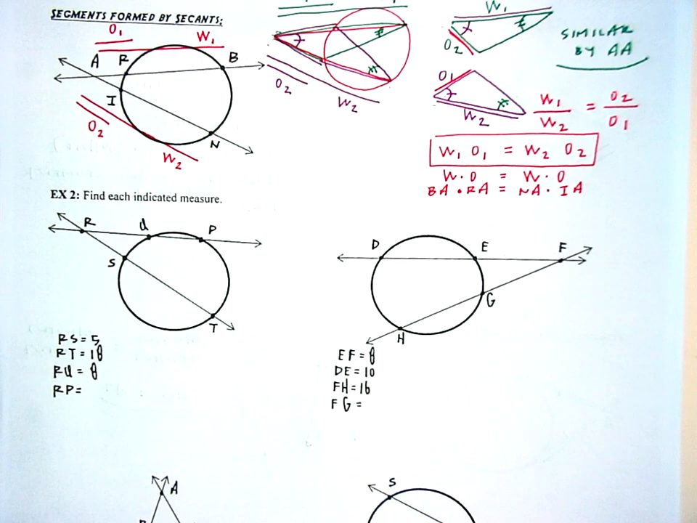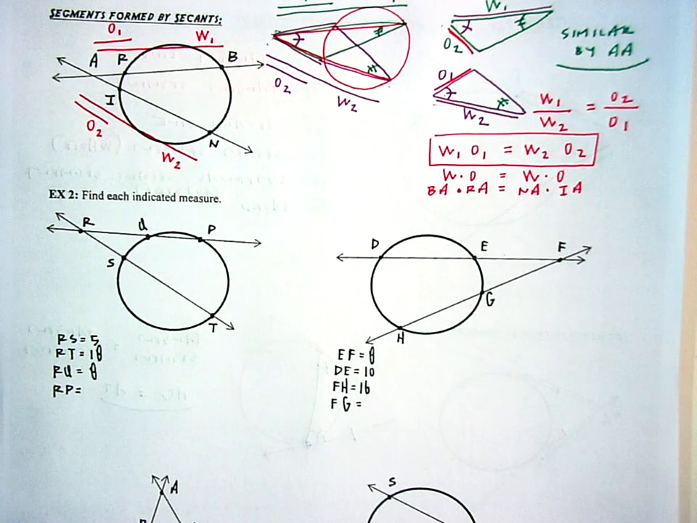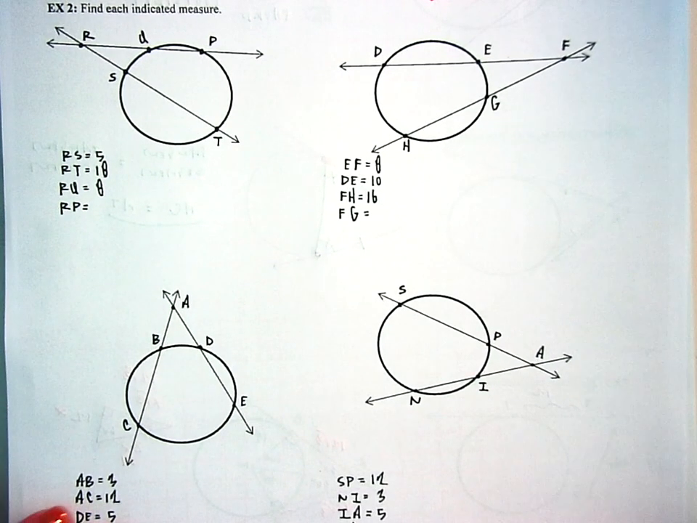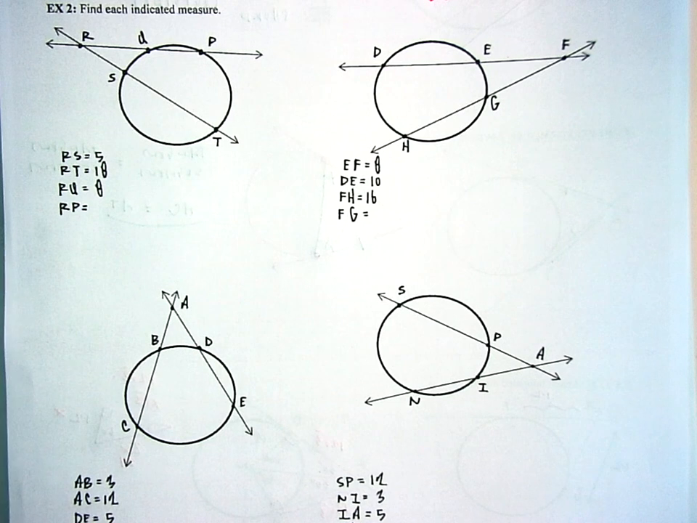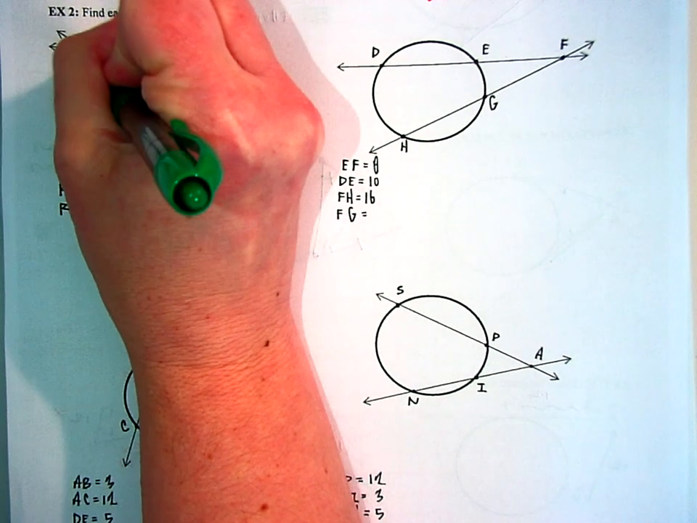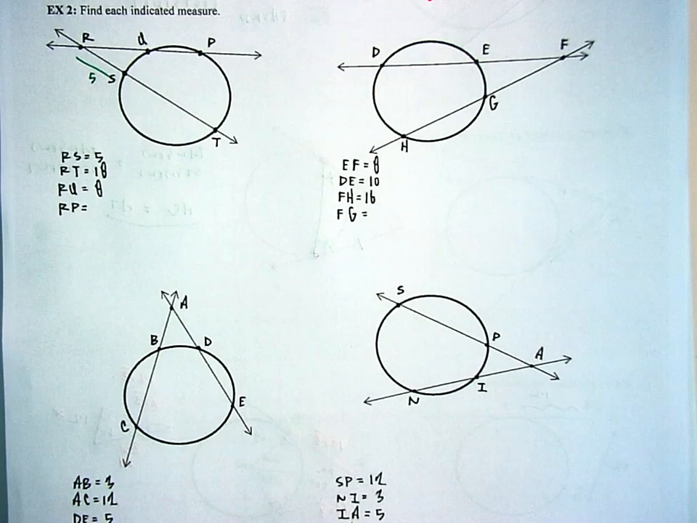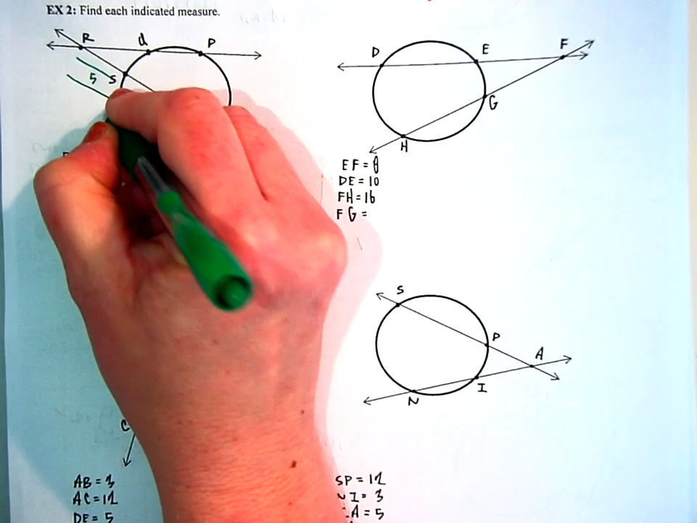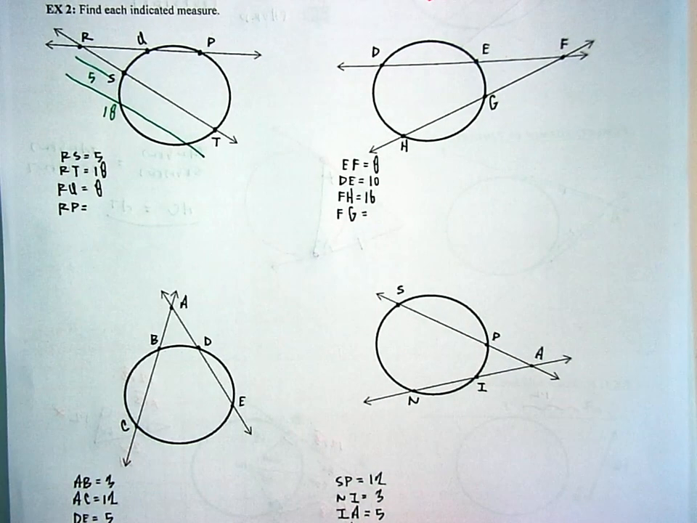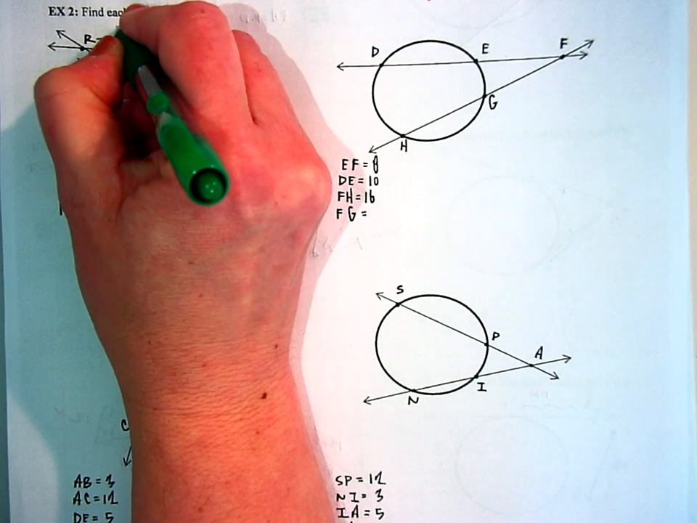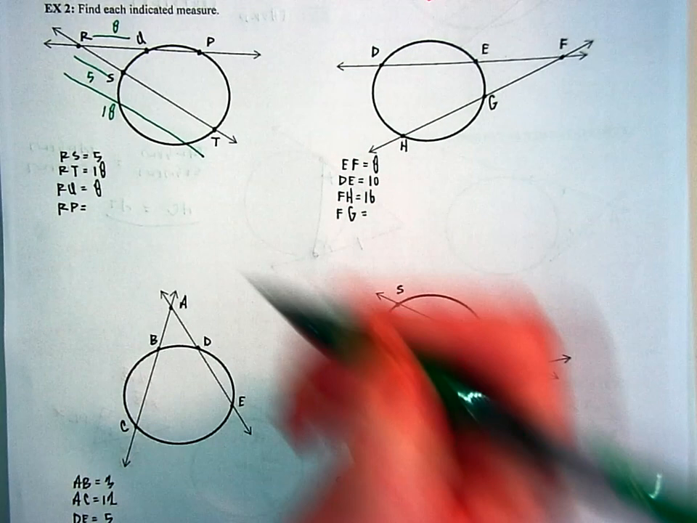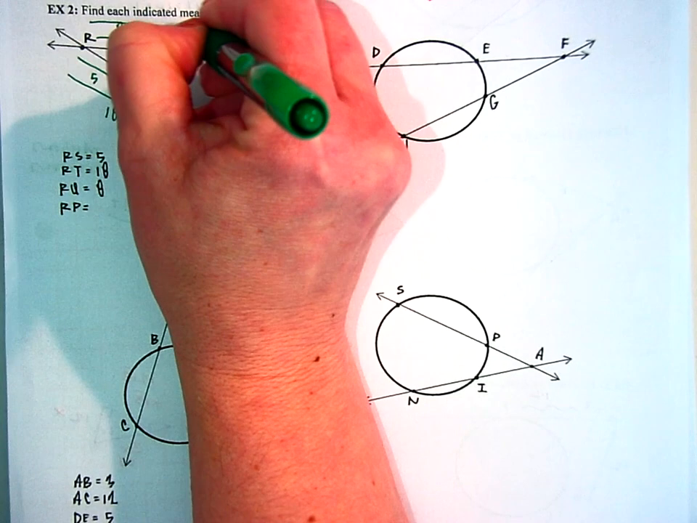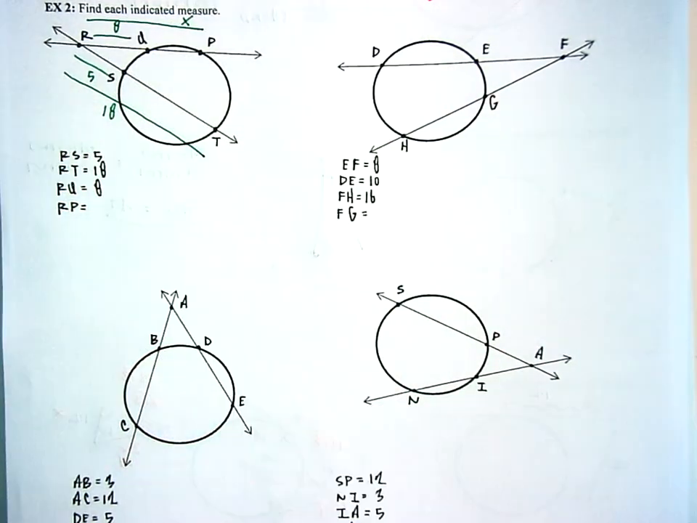All right, so now we have some problems. So again, when we have two secants, whole times outside equals the whole times the outside. Okay, so let me push it up. All right, so I'm going to label what's given. We're told that RS, so from here to here, is 5. We're told that RT, so here to here, is 18. We're told that RQ is 8. And we're asked to solve for RP. So that whole measure, RP, I'm going to call X.